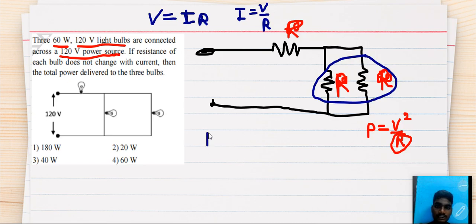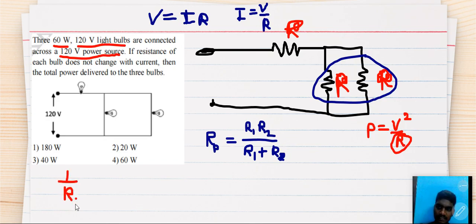Whenever resistances are in parallel, the resistance is R1 R2 by R1 plus R2. This is the formula for resistors in parallel. It is nothing but 1 by Rp, the parallel resistance, which is equal to 1 by R1 plus 1 by R2. So this equation can also be written like this.